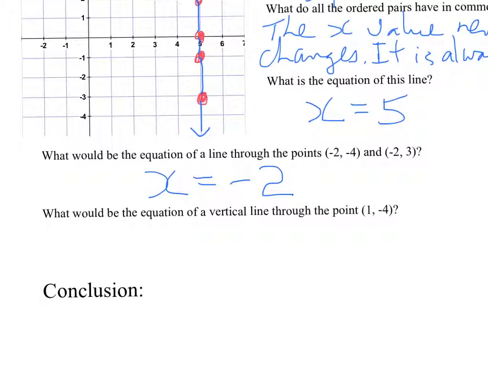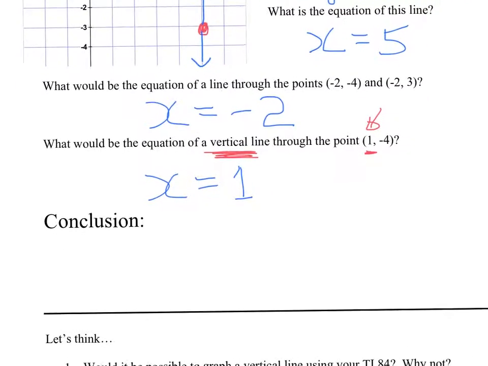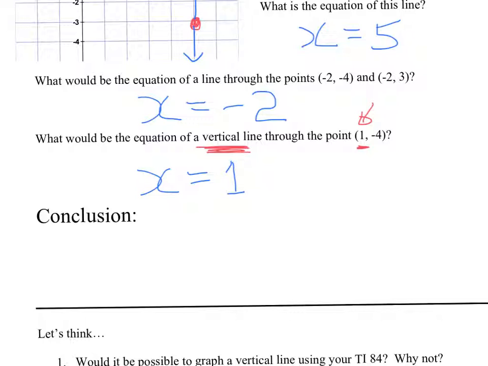Okay. What would be the equation of a vertical line through the point 1, negative 4? 1. That's not an equation, just 1. No, x equals 1. Yes, you've got to have an equal sign in an equation. So the clue here is it says vertical, and then you must look at the x value, which is 1. As Kyle said, x is equal to 1 would be that answer.